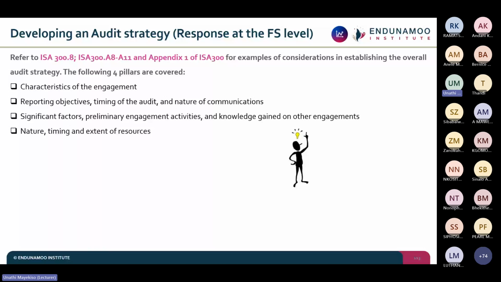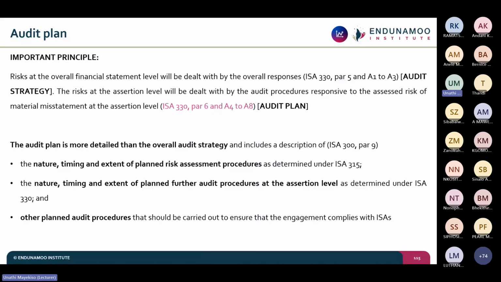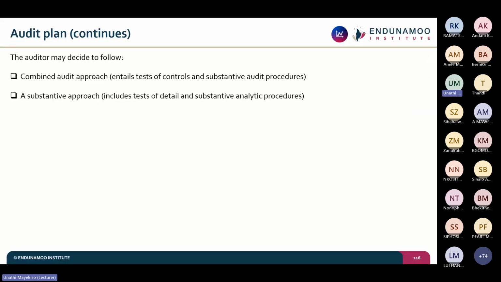When it comes to your audit plan, which is the more detailed one, and it also fits into your audit strategy, this is where you're trying to reduce your risk to an acceptably low level by obtaining sufficient and appropriate audit evidence, which is where you're doing audit at an assertion level. Again, just another emphasis, very important principle, guys, that the overall financial statement level risks are addressed at an overall audit strategy level, and your assertion risks are addressed in your audit plan. Your audit plan can either be a combined approach, where you test controls and you do substantive testing, or you can go a fully substantive approach, which is substantive test of detail and or substantive analytical procedures.